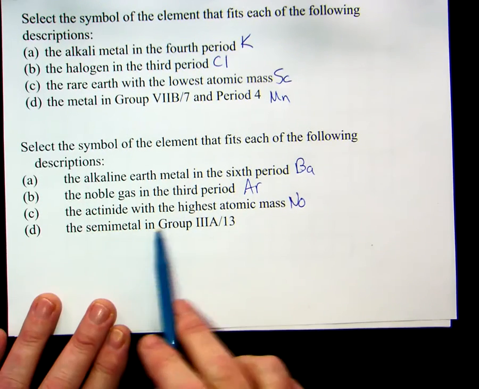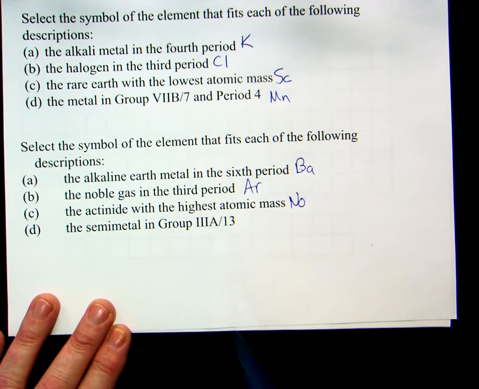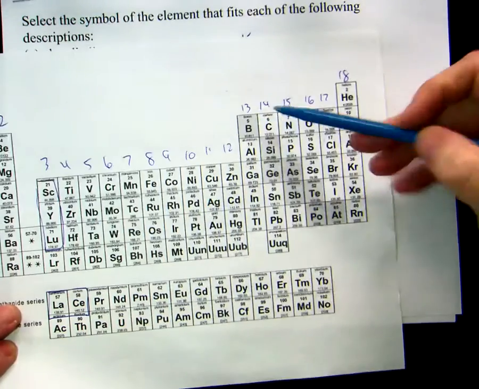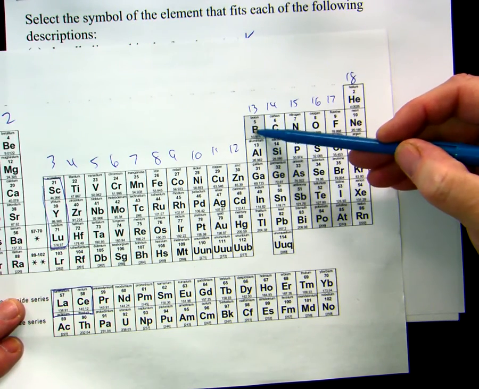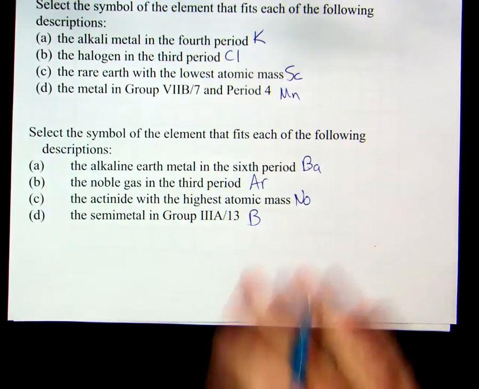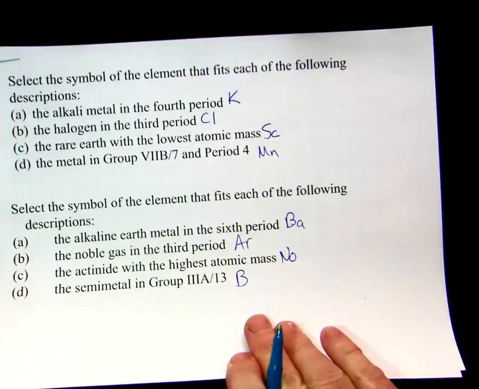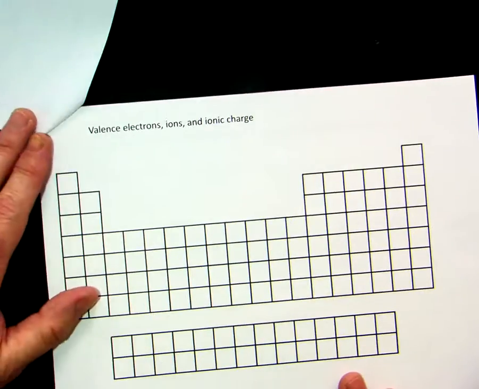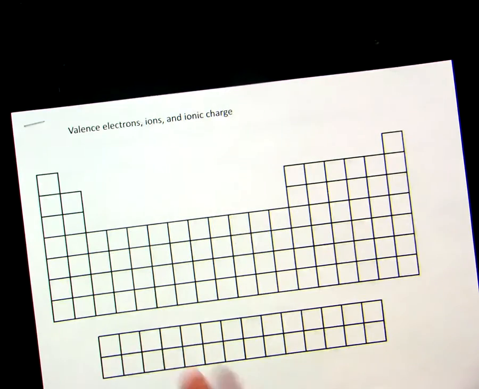Okay, the semi-metal in group 3A, or 13. So 13, we labeled right up there. The semi-metal, the only one there, would be boron. All right, so hopefully that is pretty straightforward. So here is a blank periodic table.